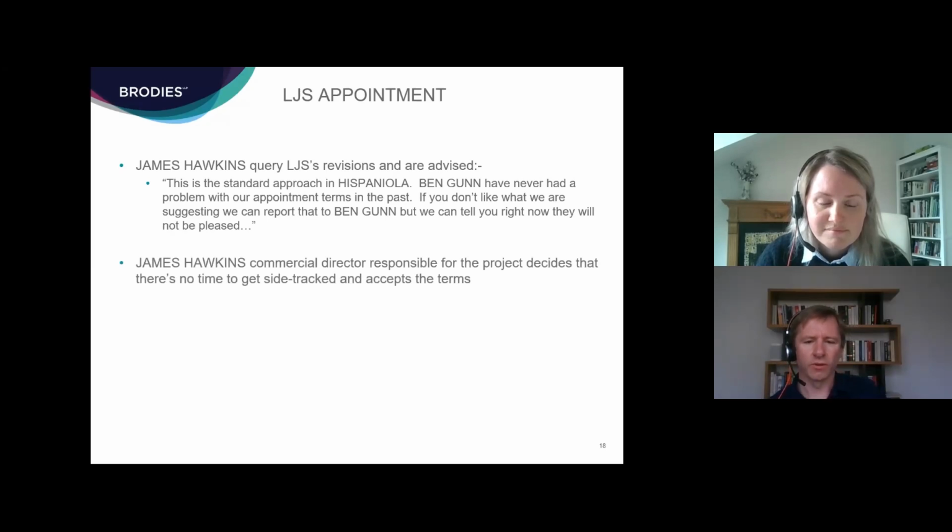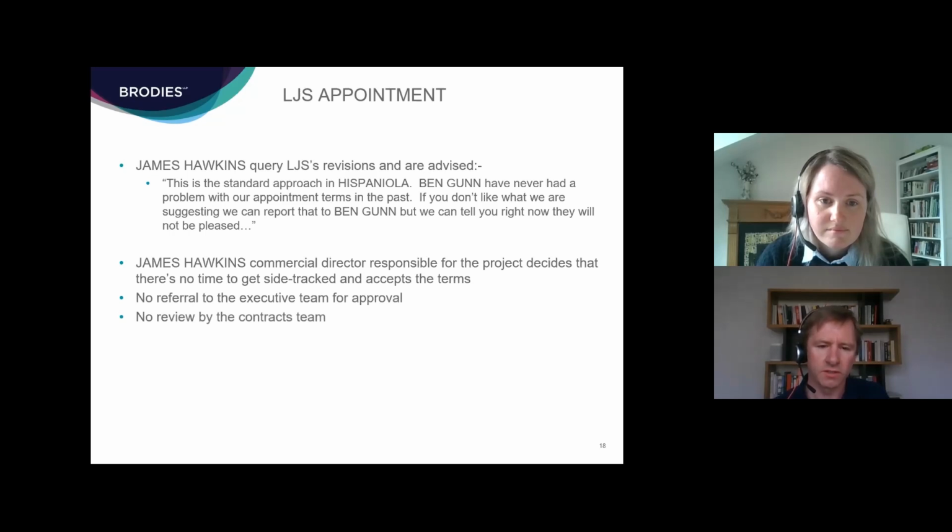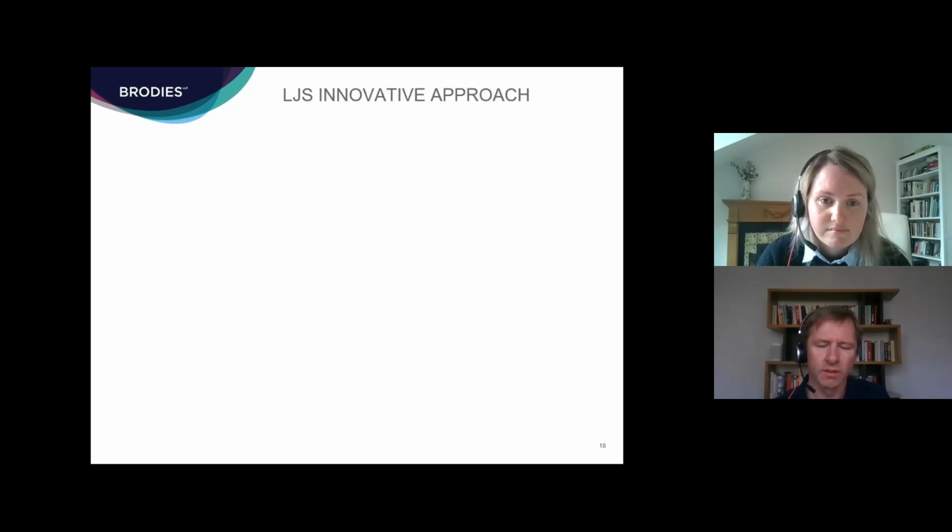The commercial director at Hawkins, who perceives his neck to be on the line if this all falls through at the 11th hour, says that there's no time to get sidetracked. "We don't need to get bogged down in these details. Let's just get these terms accepted." Crucially, no referral to any senior team on that point, and no review of the changes to the terms by a contracts team, and the commercial director signs off on that appointment.